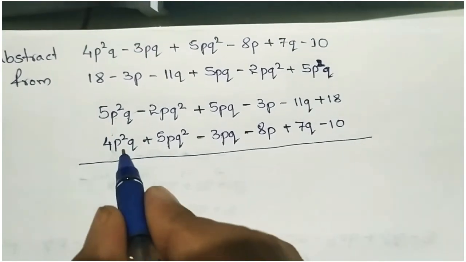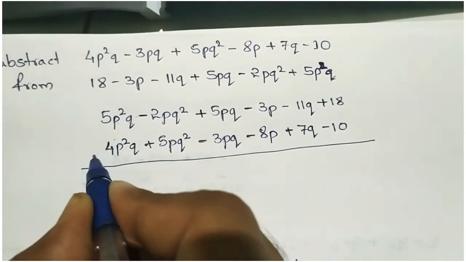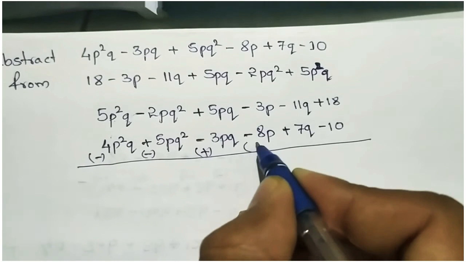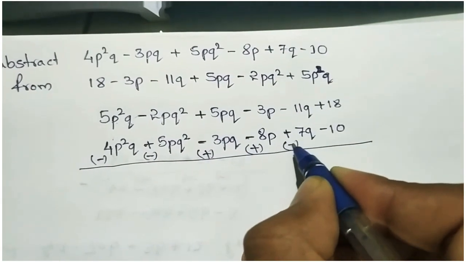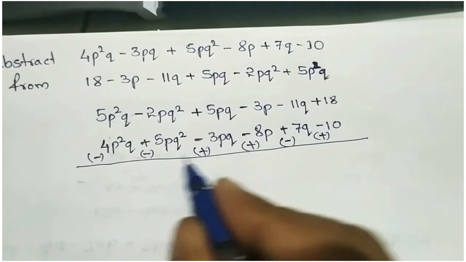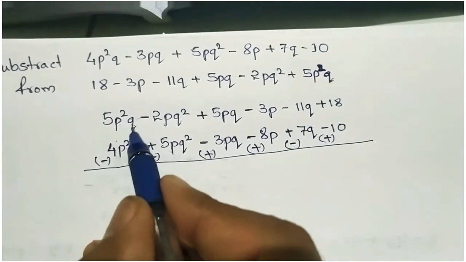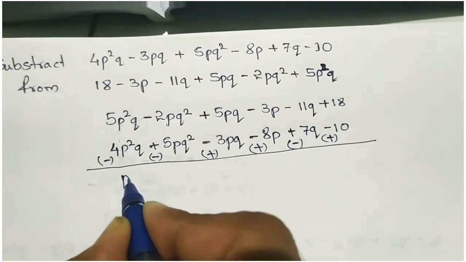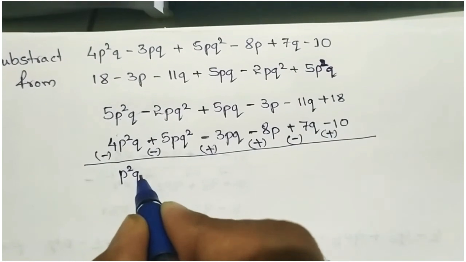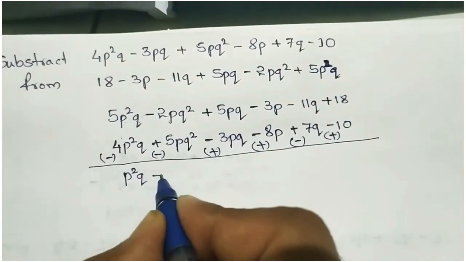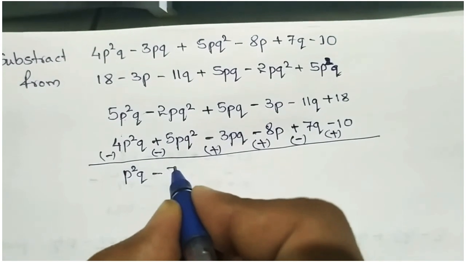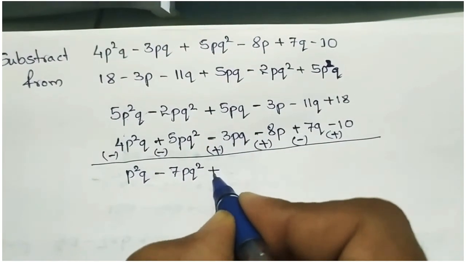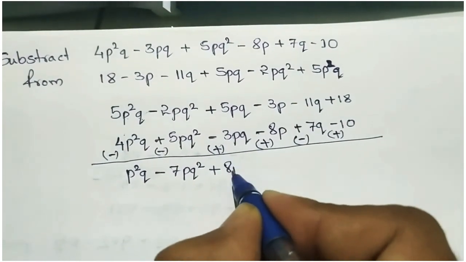Now what happens in the subtraction? Signs will get changed. It is plus, it becomes minus. Again plus becomes minus, minus becomes plus, minus becomes plus, plus becomes minus, minus becomes plus. Okay, so 5p square q minus 4p square q, here we will get 1p square q. So instead of writing 1, keep directly p square q. Now minus minus, so minus 2 minus 5, it becomes minus 7pq square. Here plus, so plus 5 plus 3, 8pq.